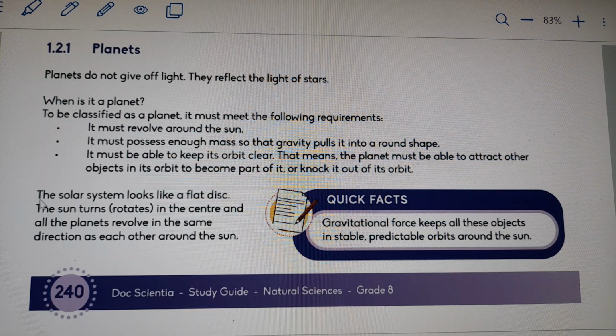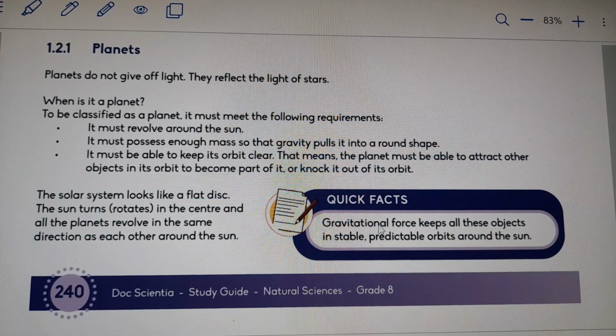Okay. And then they say the solar system looks like a flat disk. Okay. The sun rotates in the center, and all the planets revolve in the same direction as each other around the sun. Okay, we will see this now. They say it looks like a flat disk, and the sun rotates in the center, and all the other planets revolve in the same direction around the sun. So we'll see this just now.